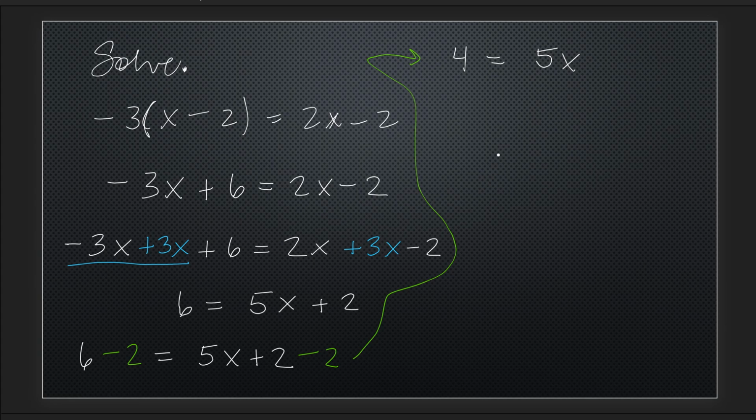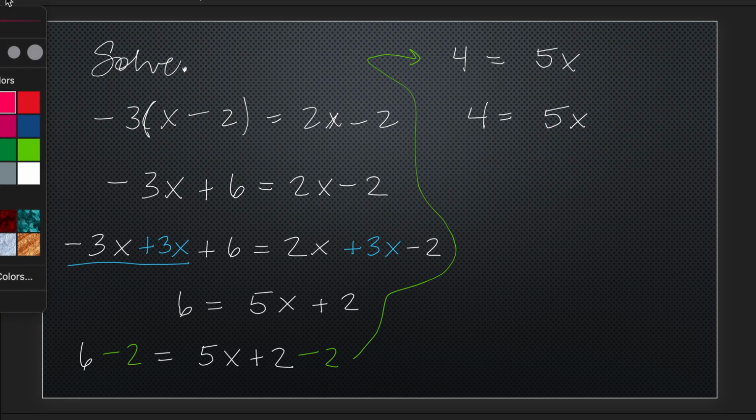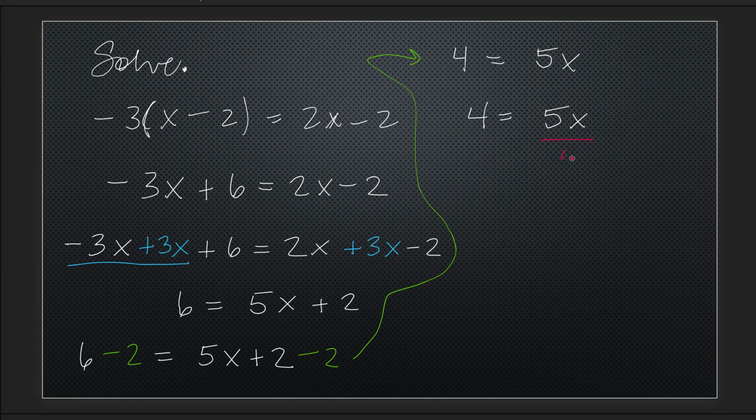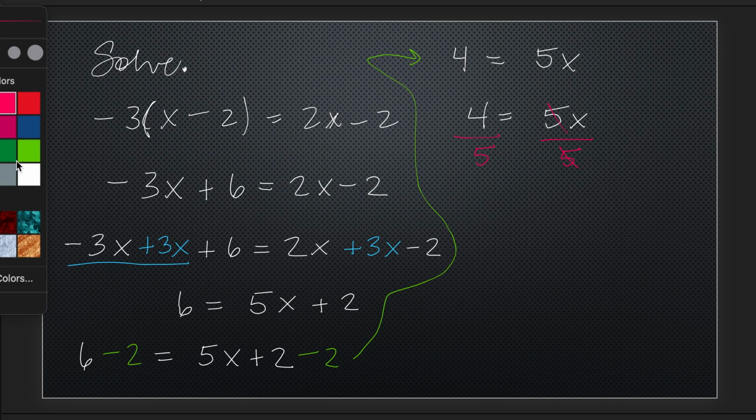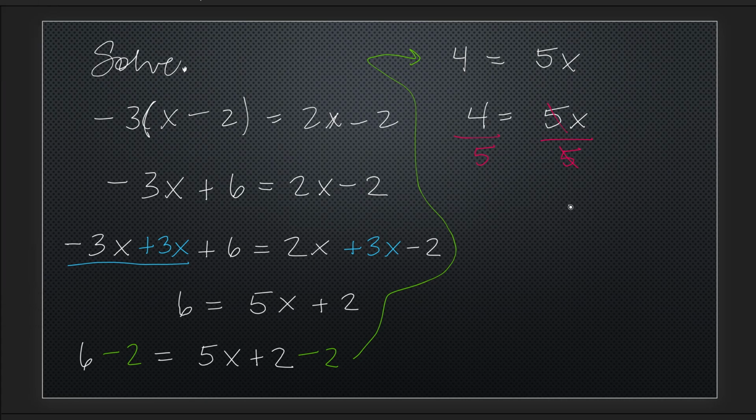So I need that 5 away from x. So you can remember what we did. Since 5 is being multiplied by x, I've got to divide by 5, and I've got to do that to both sides, because 5 divided by 5 is 1, which, 1 times x is just x, allows the x to be by itself. So x equals 4/5.